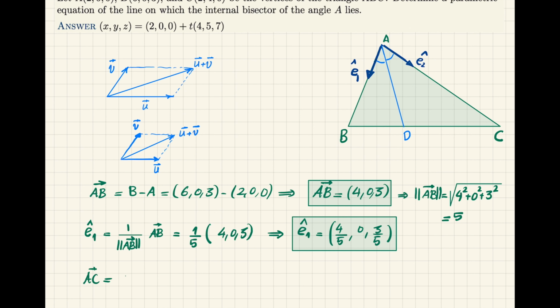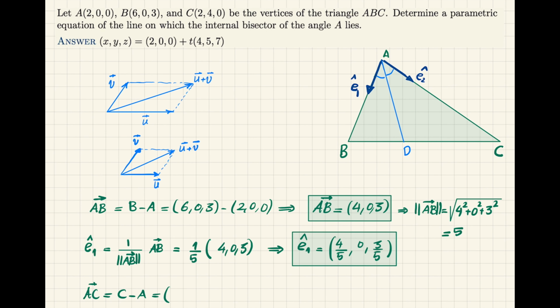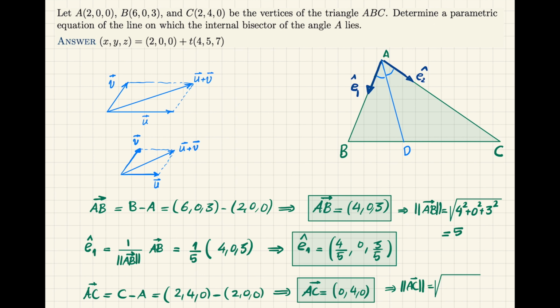So AC is C minus A, which becomes, in this problem, C is 2, 4, and 0, and A is 2, 0, and 0. So this implies that vector AC is equal to 0, 4, and 0. This is your vector AC. But now you need to find its magnitude. So the magnitude of this vector is equal to the square root of, as before, 0 to power 2, 4 to power 2 plus 0 to power 2, which becomes equal to 4.